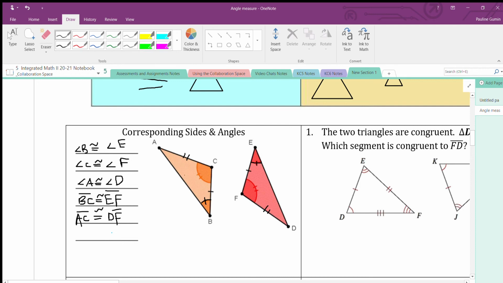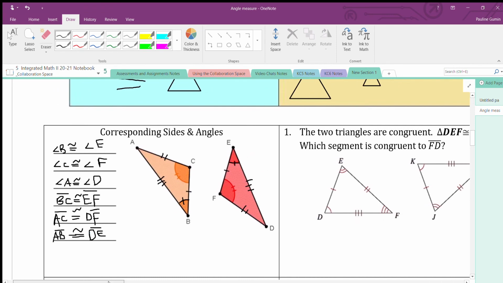And of course, our last side, here it is. It's the leftover. That one's easy to see. We have line AB congruent to... That was a little ugly, but that's okay. Let's fix it. Boom. Okay. It's congruent to DE. So we have 6 things that are completely the same for congruency.